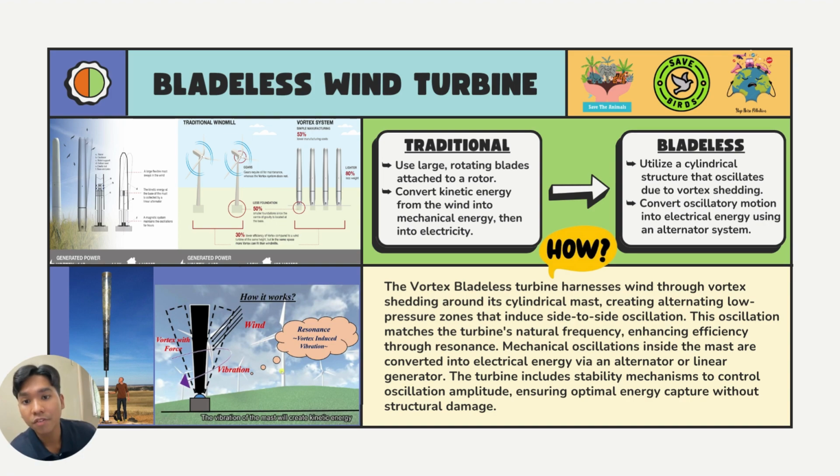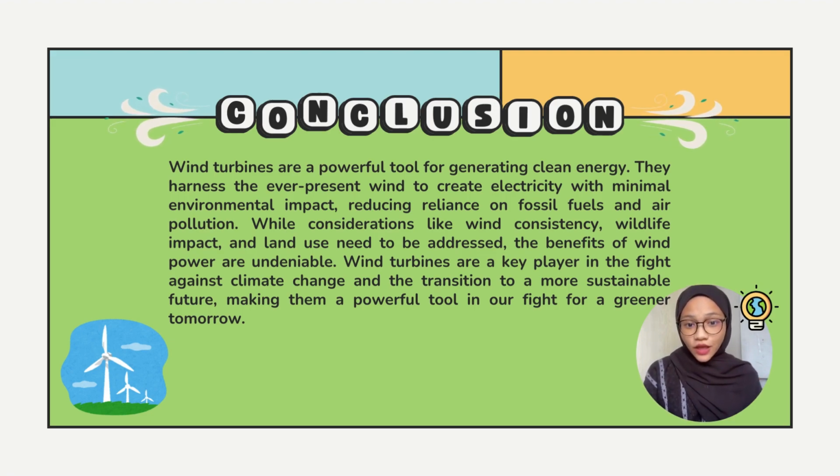So the advantages of this bladeless wind power are reduced noise and visual impact, quieter and less visually intrusive, suitable for urban and residential areas. It also has lower wildlife impact, because without the rotating blades, it reduces the risk to birds and bats of flying and suddenly impacting with it. And the maintenance and durability: fewer moving parts lead to lower maintenance needs and potentially longer operational lifespan. And the cost effectiveness, which is a simpler design, may result in lower manufacturing costs.